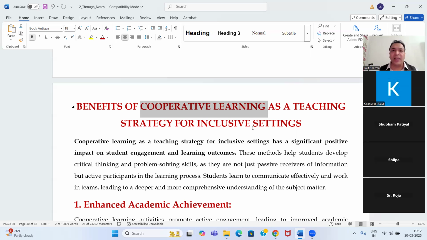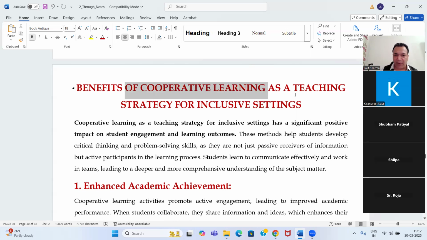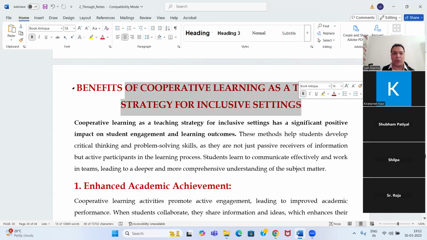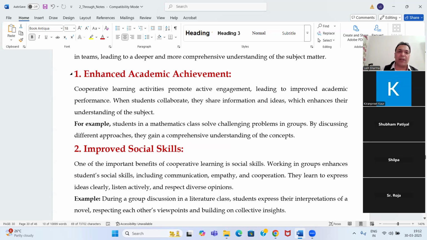Okay, so always you should ask some questions from the students. There should be brainstorming, there should be cooperative learning, discussions, right? So all these skills you should have, only then can you become a good teacher. Right? So what are the benefits of cooperative learning as a teaching strategy for inclusive setting? तभी ये questions always repeat होता है, right? तो क्या होगा? What will happen?